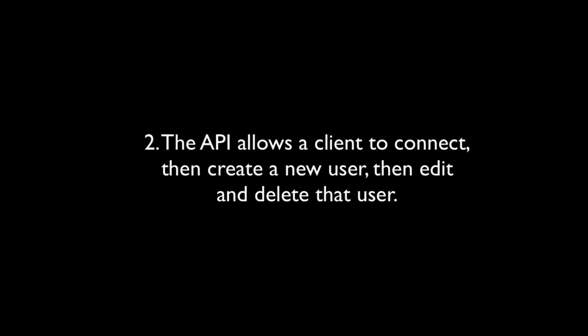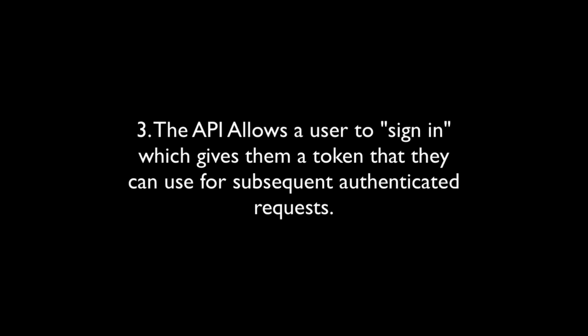Before we get to coding, let's spec out our requirements here. What is this API part supposed to do? We want a RESTful API that, 1, listens on a port and accepts incoming HTTP requests for post, get, put, delete, and head. 2, we want the API to allow a client to connect to it so that they can create a new user, edit that user, or delete that user. 3, we want users to be able to sign in, and we want that sign-in mechanism to give them back a token that they can use for subsequent authenticated requests.